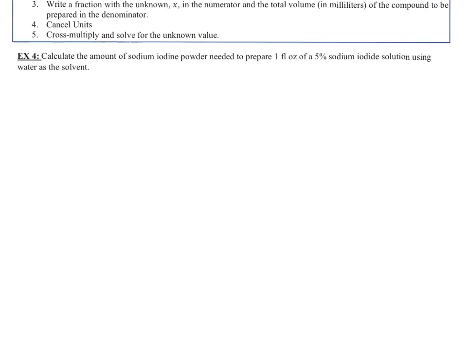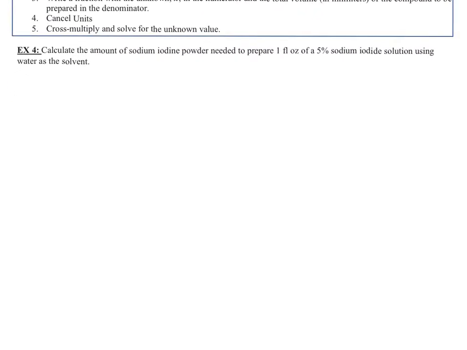Let's read our problem. Calculate the amount of sodium iodide powder needed to prepare 1 fluid ounce of a 5% sodium iodide solution. First we use Rule 19.1 and write our fraction as 5 grams of sodium iodide powder. We use Rule 19.1 because this is a powder, a solid medication, not a liquid medication. We'd use Rule 19.2 if it was liquid. So we put the grams over 100 milliliters.